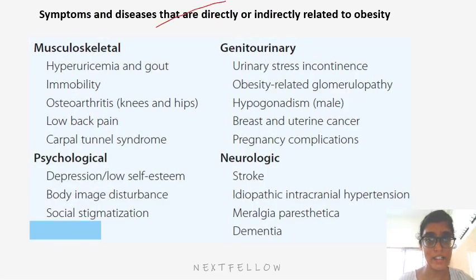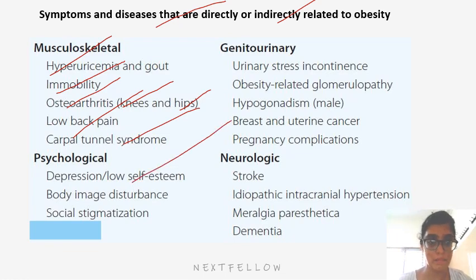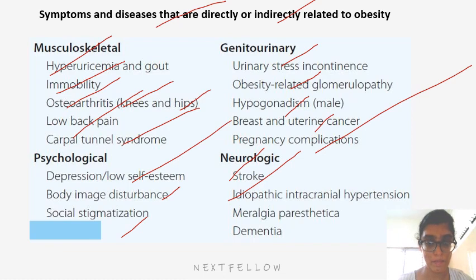Symptoms and diseases that are directly or indirectly related to obesity: musculoskeletal, that is hyperuricemia and gout; immobility, osteoarthritis, especially of the knees and the hips; low back pain, carpal tunnel syndrome; psychological, depression or low self-esteem, body image disturbance, and social stigmatization; genitourinary is urinary stress incontinence, obesity-related glomerulopathy, hypogonadism in male; breast and uterine cancer, pregnancy-related complications; neurologic it is stroke, idiopathic intracranial hypertension, meralgia paresthetica, and dementia.